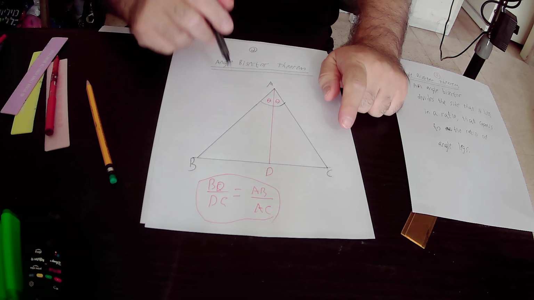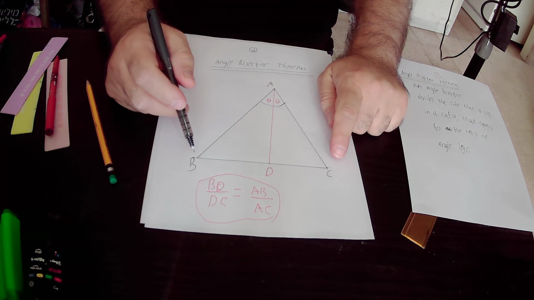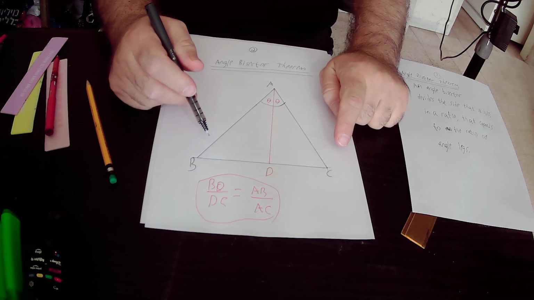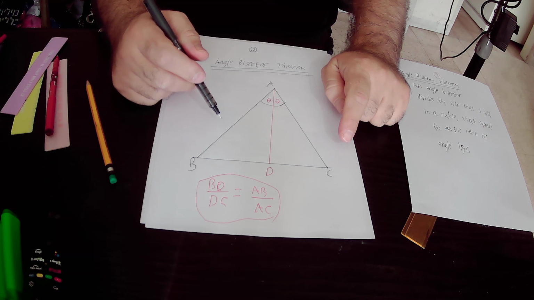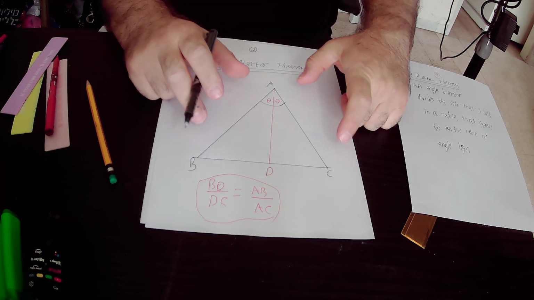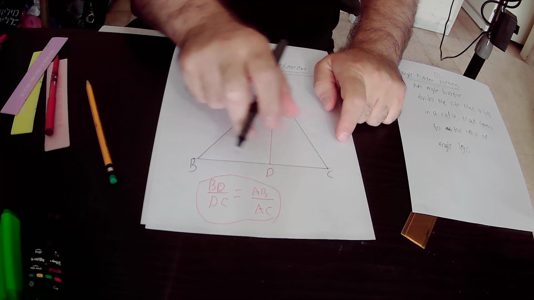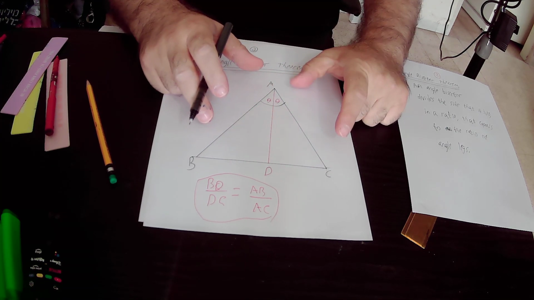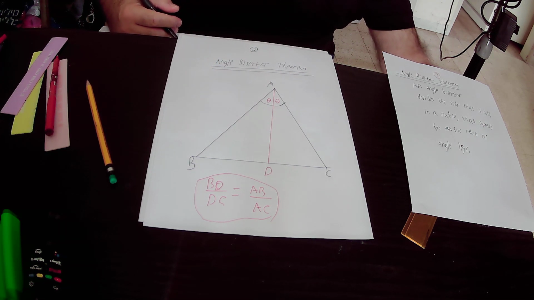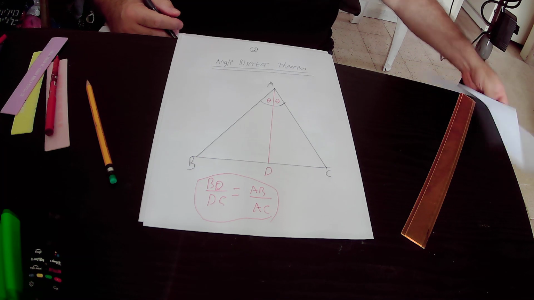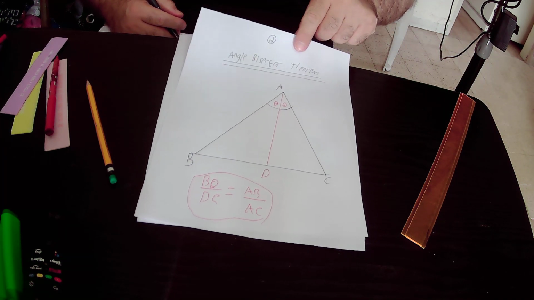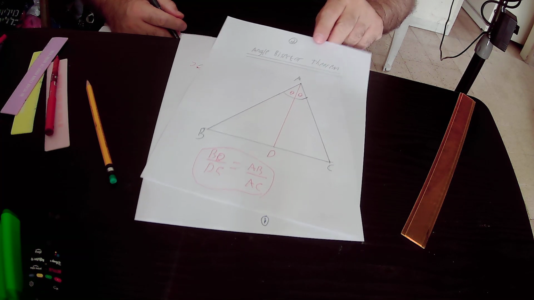Again, the angle bisector AD divides side BC in the same ratio as the ratio between the angle legs, that is to say, AB over AC. So BD over DC equals AB over AC. Okay? So that is the angle bisector theorem.